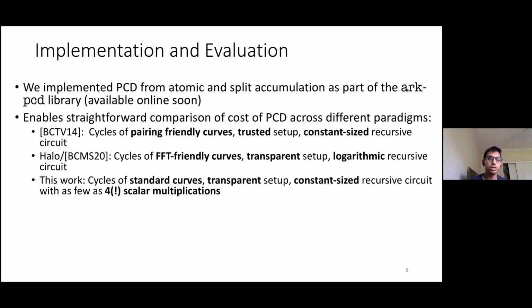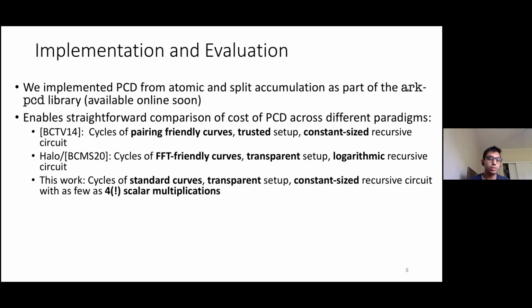The other two approaches implemented are the ones based on accumulation. So we have so-called atomic accumulation. I'll explain what that is. But this is the approach from Halo and expanded on in BCMS20. This requires cycles of standard curves, but they have to be FFT friendly, so they have to have high two-adicity, right? But you get nice benefits like transparent setup. Now the recursive circuit is slightly larger, and the proof verification at the end is linear.